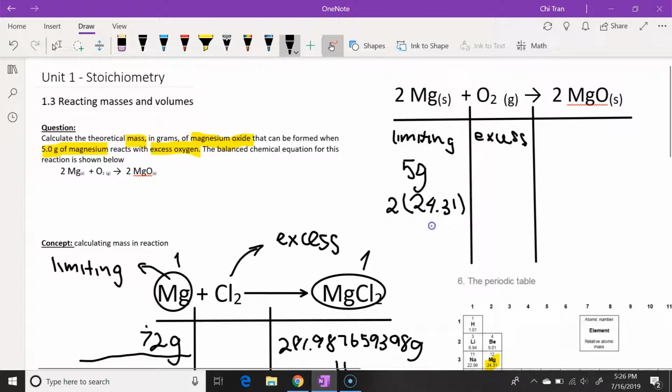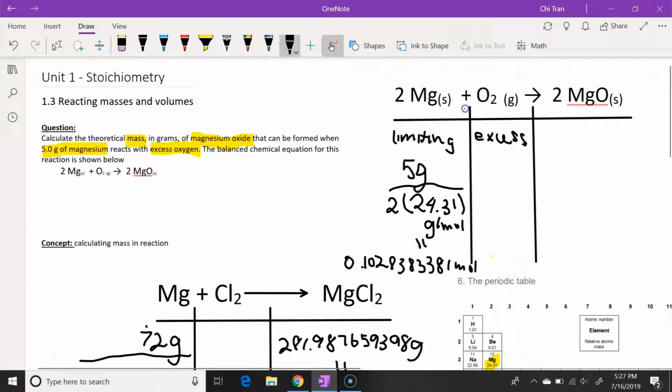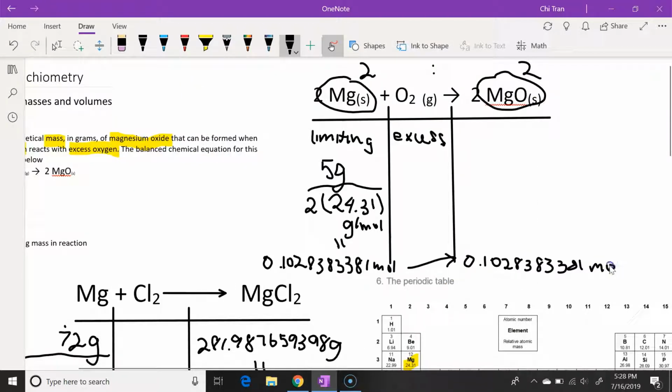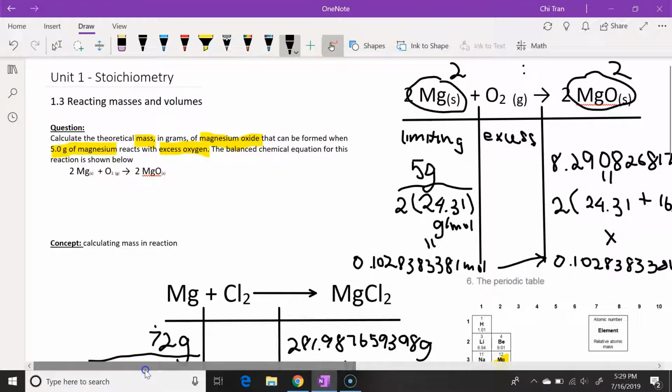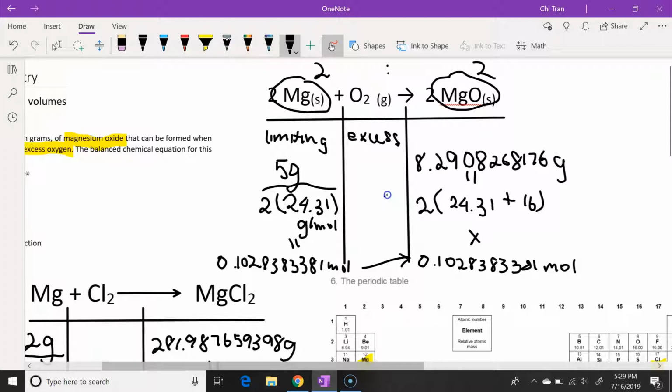And we can take 5 grams divided by the molar mass, and we get number of moles. The molar ratio of magnesium to magnesium oxide is the ratio of 2:2, and so it's the same number of moles. Take number of moles times the molar mass, and we get the mass right here. If we were to look back at the question, we can see there's 2 significant figures in our answer. So we will round our answer to 2 significant figures, so the answer will be 8.3 grams.